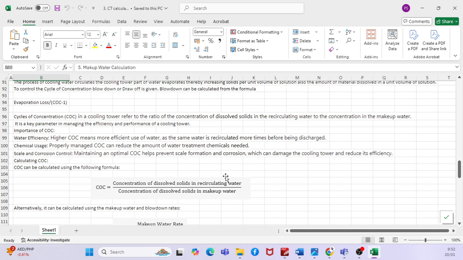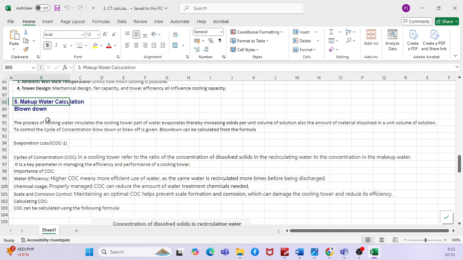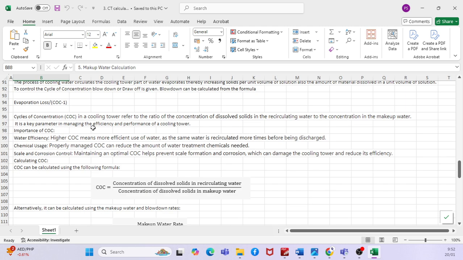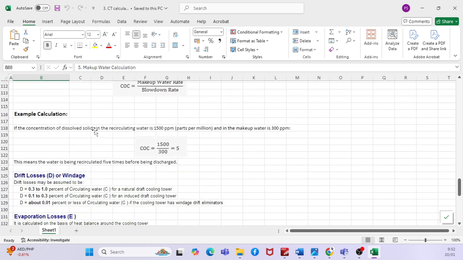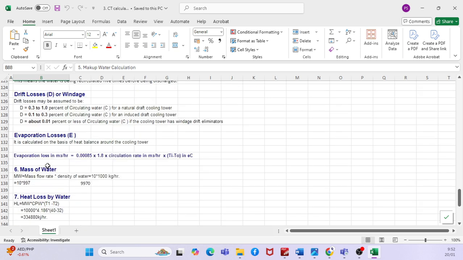This particular formula, evaporation loss divided by COC minus 1, is for blow down losses. Then how do we calculate the evaporation loss? That I'm coming to here. Evaporation loss is 0.00085 multiplied by 1.8 multiplied by the circulation rate in cubic meters per hour multiplied by the temperature difference.